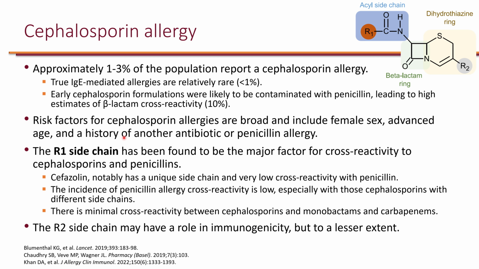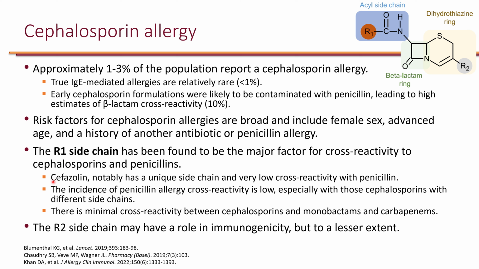Now, when it comes to cephalosporin allergy, about 1 to 3% of the population reports cephalosporin allergy, so even more rare to have cephalosporin allergy, so less than 1% have true IgE reaction. Now, with cephalosporin, there are actually two side chains. So there is the R1 side chain. They actually have a R2 side chain. And the second ring is slightly different than the penicillin. The beta-lactam ring is, of course, identical.